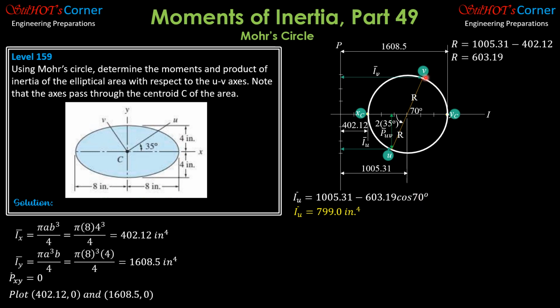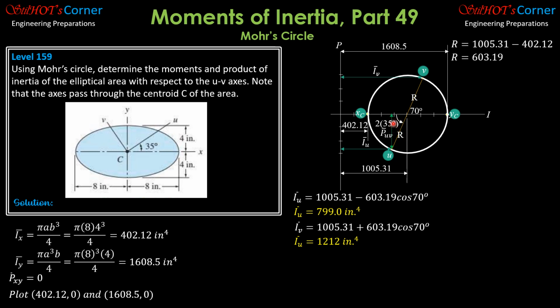Likewise, I bar v is equal to the centroidal coordinate 1005.31 plus R cosine 70. So this projection is R cosine 70. So I bar v is equal to 1005.31 plus 603.19 cosine 70 degrees, and that is equal to 212 inches to the fourth.